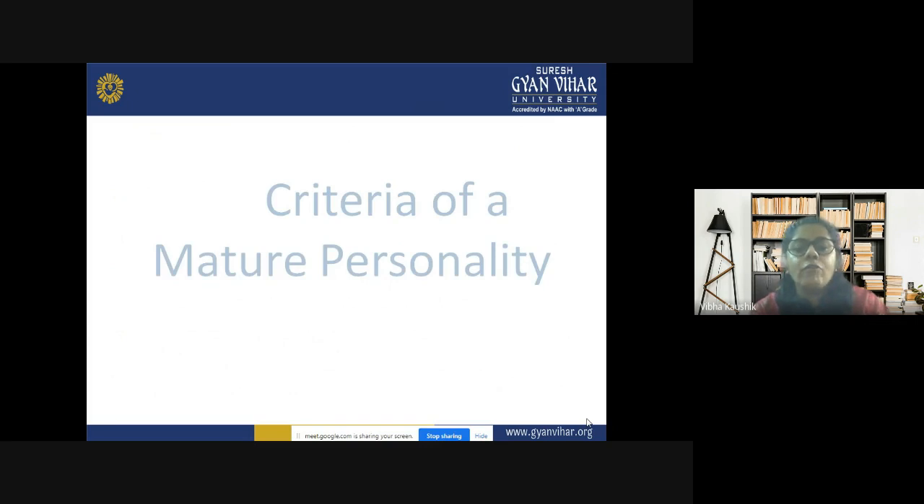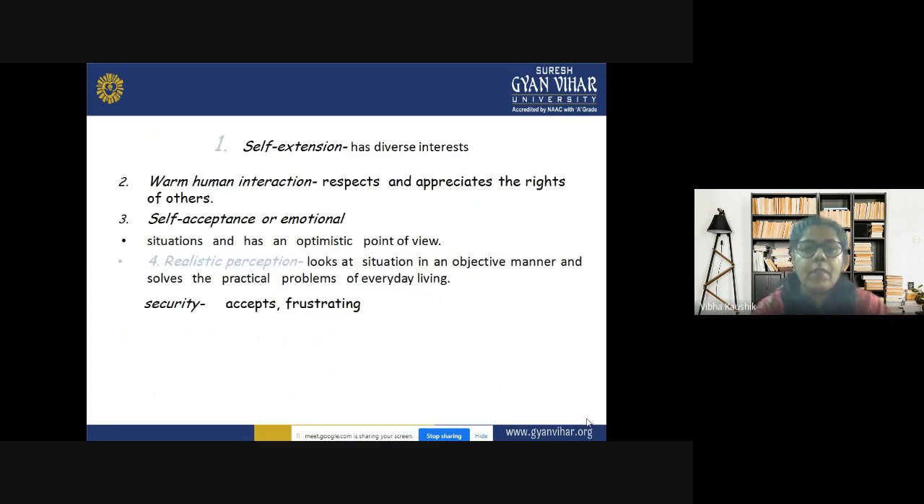Now, criteria of a mature personality. The first one is self extension: has diverse interests. Second, warm human interaction: respects and appreciates the rights of other people. Third, self acceptance or emotional security, and has an optimistic point of view regarding any situation or condition.